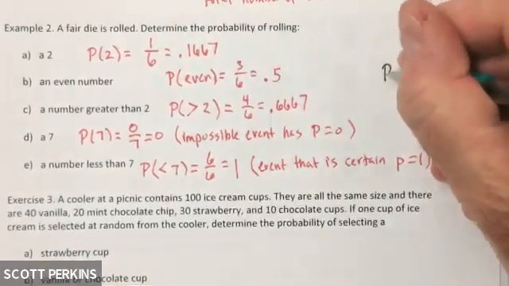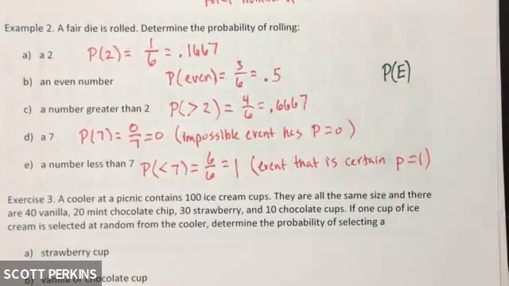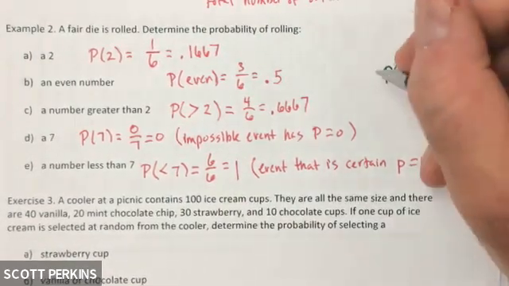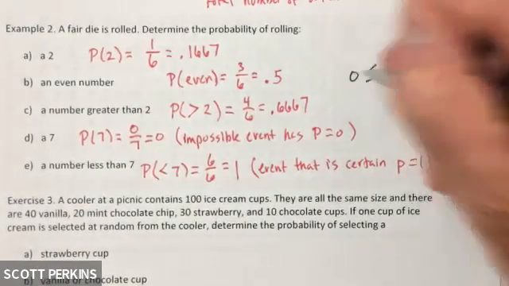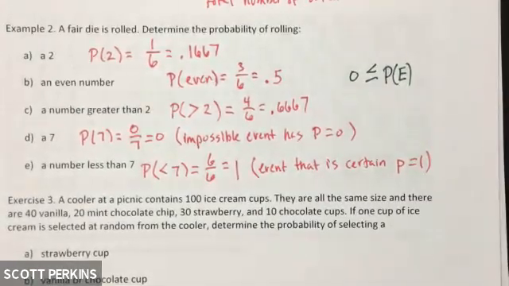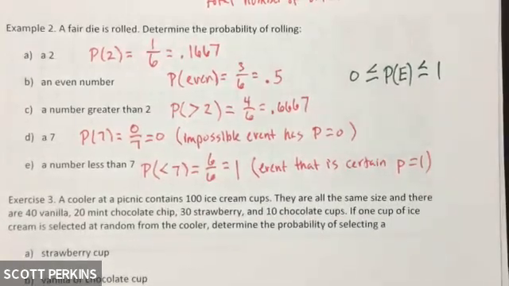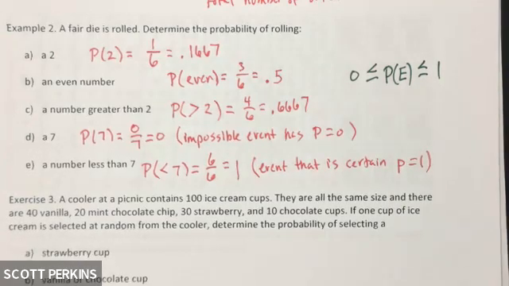The probability of any event will always fall in this range of values. Probabilities are always going to be bigger than or equal to 0, and always going to be less than or equal to 1. You're never going to get a negative probability. You're never going to get a probability of 5 or 19. It's 0 to 1 always and every time.